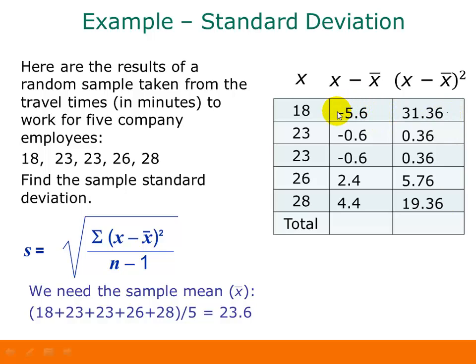And notice that the bigger the absolute value of the number, the bigger the value of the square in this column. So the value that was the furthest away from the sample mean, which was the 18, gives us the biggest value here to add on. So once we've squared all these values, we add up that column, which gives us 57.2. Then to complete our formula, we take 57.2, divide it by n minus 1. Our n was 5, so we're actually dividing 57.2 by 4, and then we take the square root of that value. That gives us 3.8, and that is our sample standard deviation.